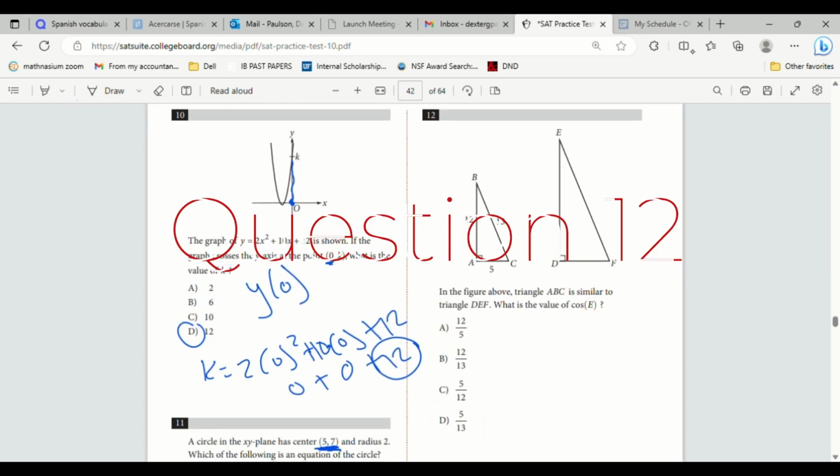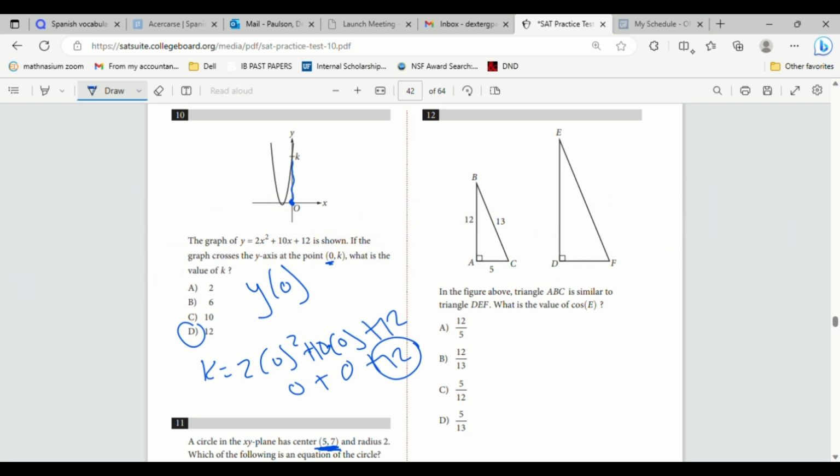Number 12. In the figure above, triangle ABC is similar to triangle DEF. What is the value of cosine E?